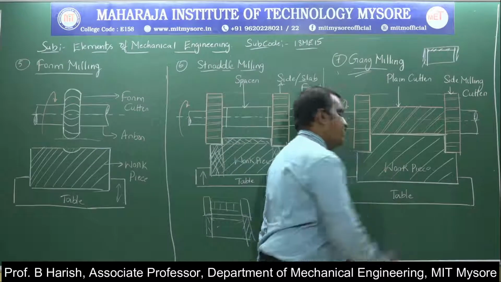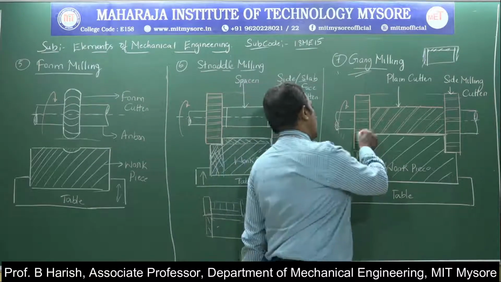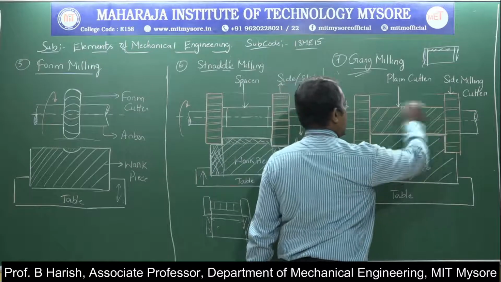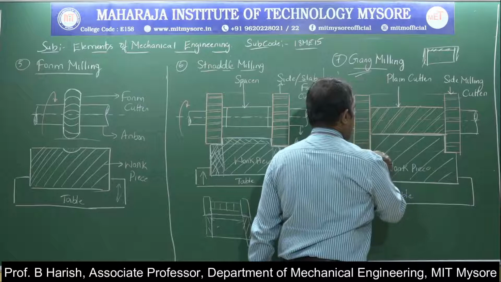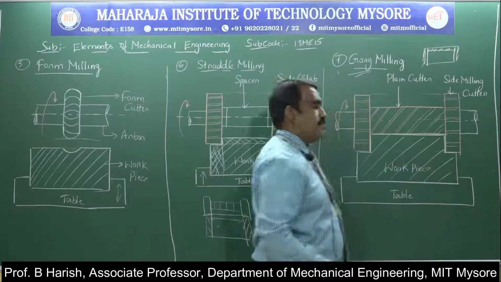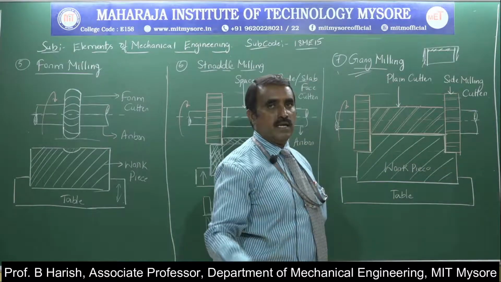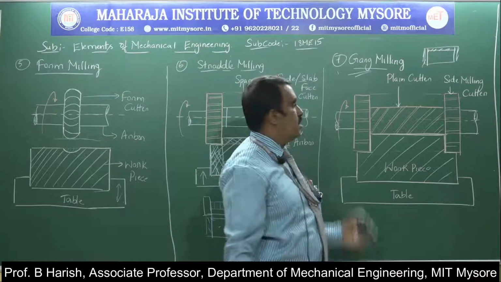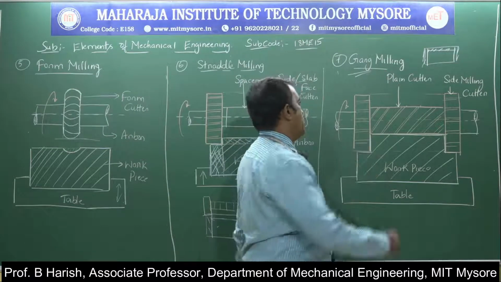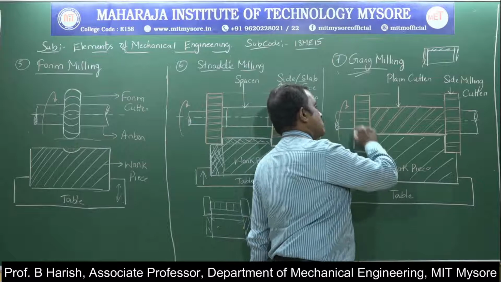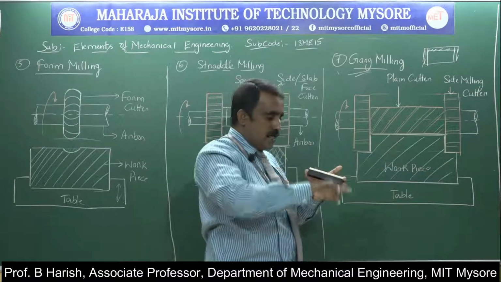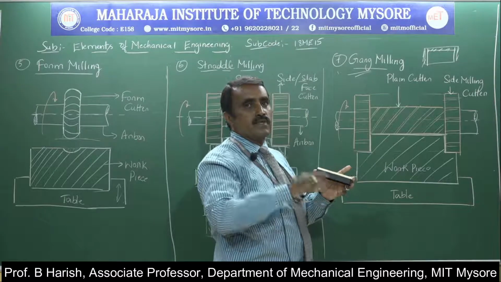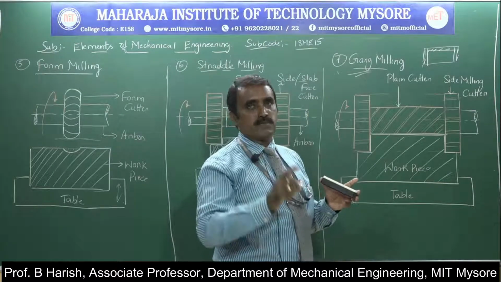The work is fixed on the table. I will fix two side milling cutters with the plain milling cutter in between. The distance between them will be equal to the length of the job. Once again, when the machine is switched on, the tools start rotating. This is the direction of rotation. Remember that the end cutters are rotating and the plain cutter also will be rotating, and both will be rotating at the same speed.